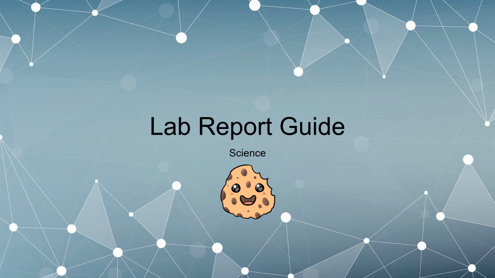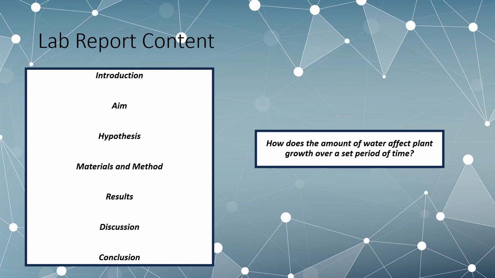Today, we'll be going through how to make the perfect high school or college lab report. A standard lab report has many different sections, each of which we'll work through in more detail. These sections are an introduction, an aim, a hypothesis, materials and methods section, results, a discussion, and finally, a conclusion.